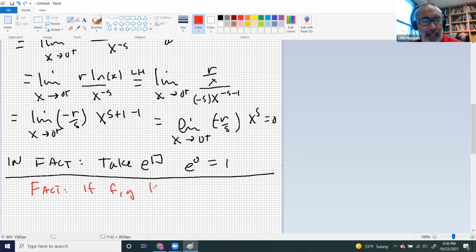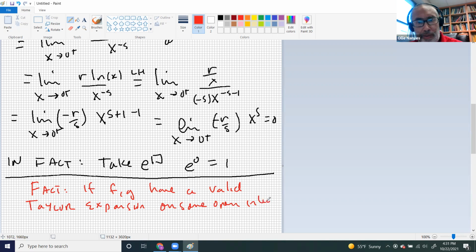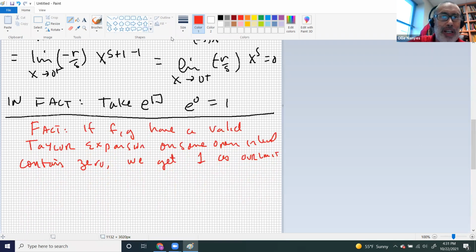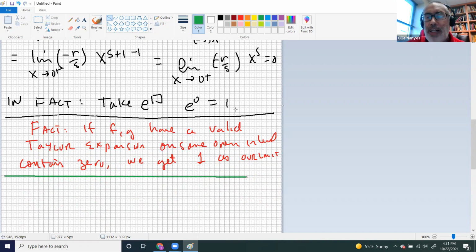If f and g have a valid Taylor expansion on some open interval containing 0, we get 1 as our limit. I won't go into that because this video does not assume a prerequisite of knowing what a Taylor series is, but I put that down just in case some of you do know what it is. So for the kind of functions that you're mostly going to be used to model, 0 to the 0 does in fact appear to be 1.